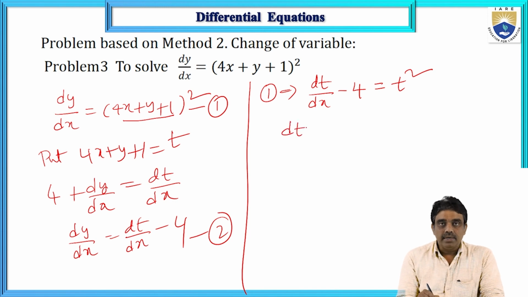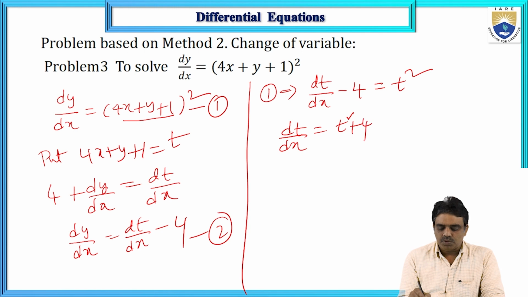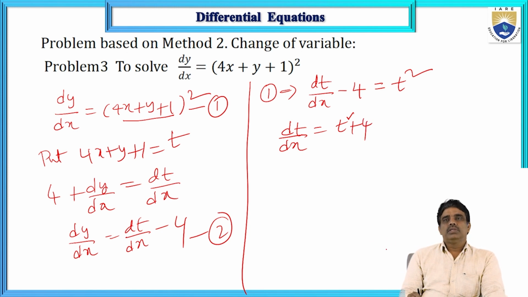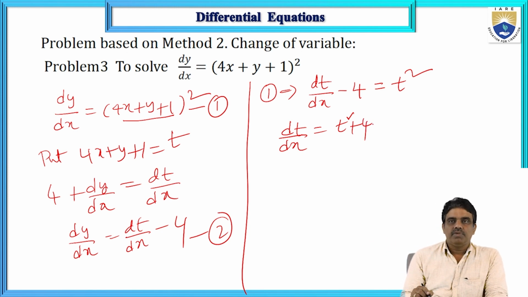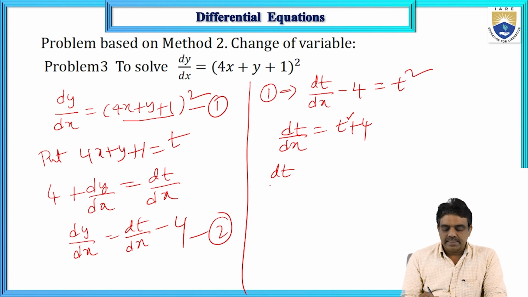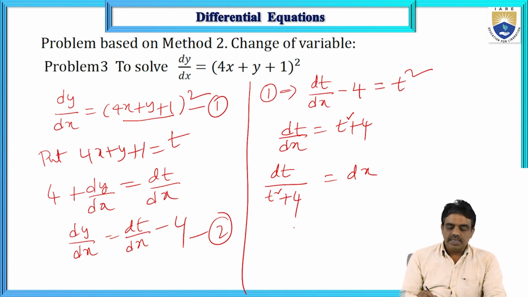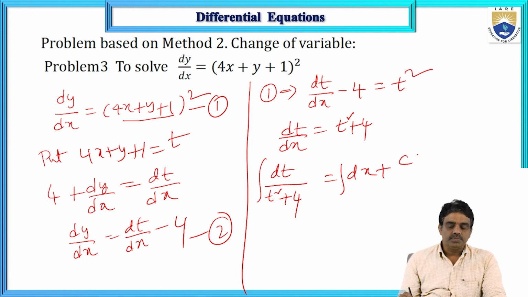Or I can write dt by dx is equal to t square plus 4. So now the right side term is fully a function of t, and I can separate the variables: t variables on the dt side and x variables on the dx side. There is no x variable, this is a constant, and we write dt by t square plus 4 is equal to dx. So on taking integration on both sides, we'll get the integrating constant also.